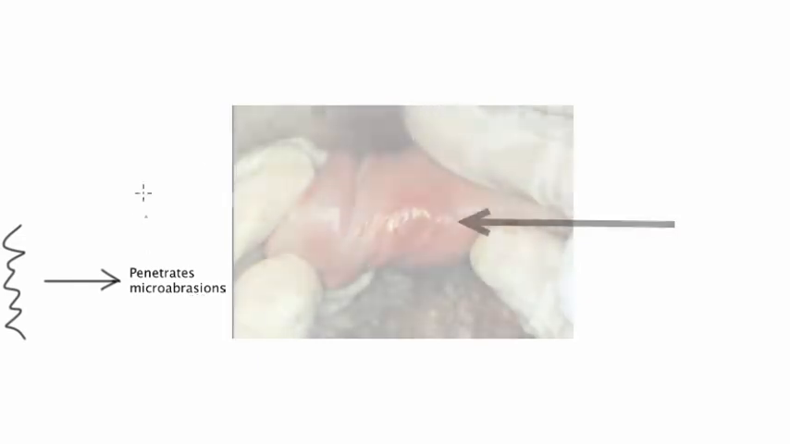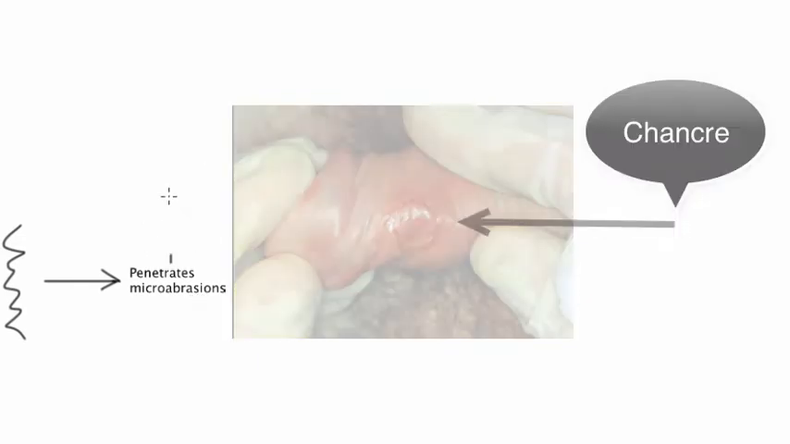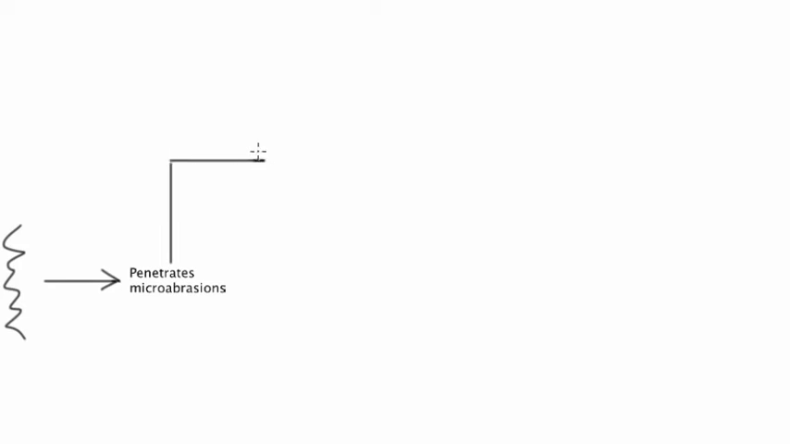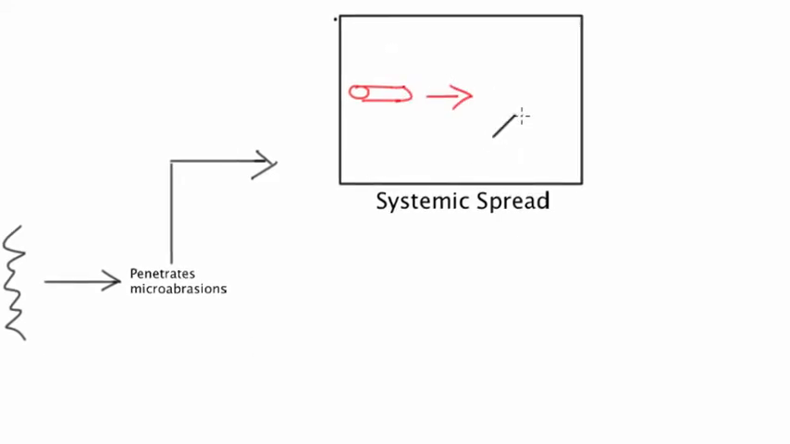That's right, it's a primary lesion called a chancre, but more on that in a moment, because interestingly, long before a chancre starts forming, you have ongoing systemic spread of the Treponema bacteria. It does this by accessing the vasculature and lymphatic system, which gives it access to the entire human body.